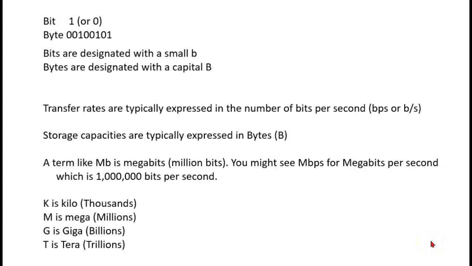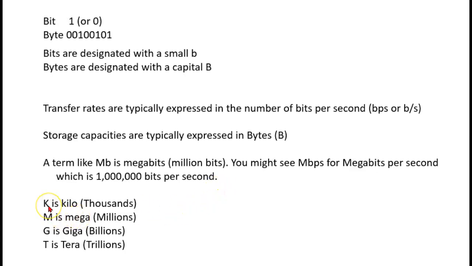So if you see a term like capital M, small b, that would be a megabit or a million bits. So 250 megabits per second means you're getting 250 million bits per second across a network. You might see it written like this, capital Mbps for megabits per second, which is a million bits per second. Now, we have to be careful about that, and I'll cover that in just a couple of minutes.